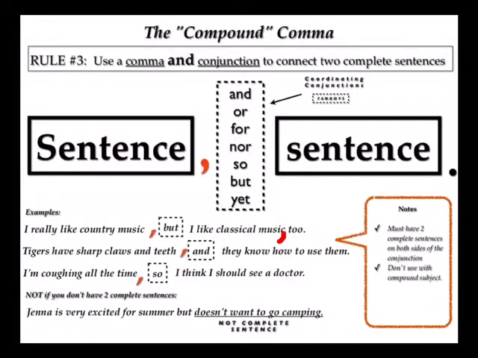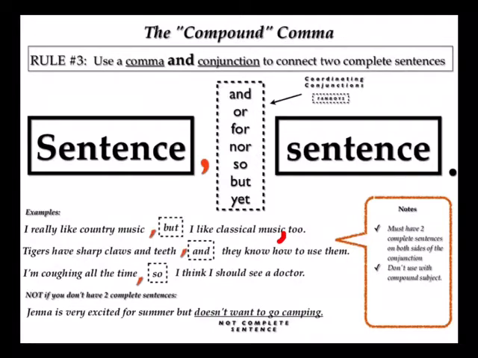I really like country music, comma, but I like classical music too. That sentence should really have a comma after music. 2 is an interrupter, you see. Tigers have sharp claws and teeth, comma, and they know how to use them. I will be staying away from the saber-toothed tiger. I'm coughing all the time, comma, so I think I should see a doctor.